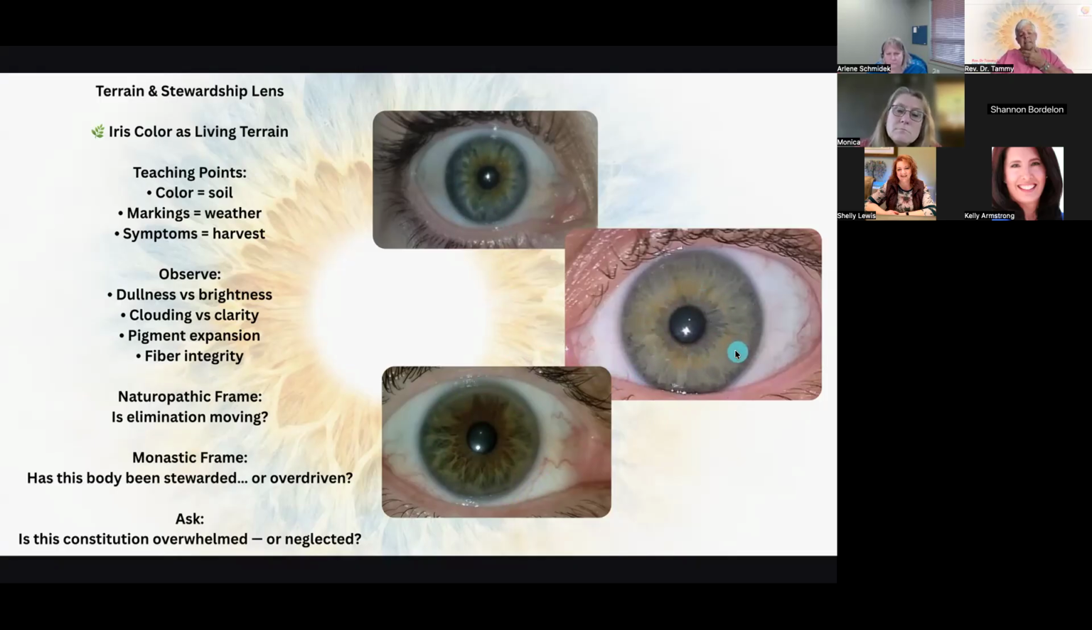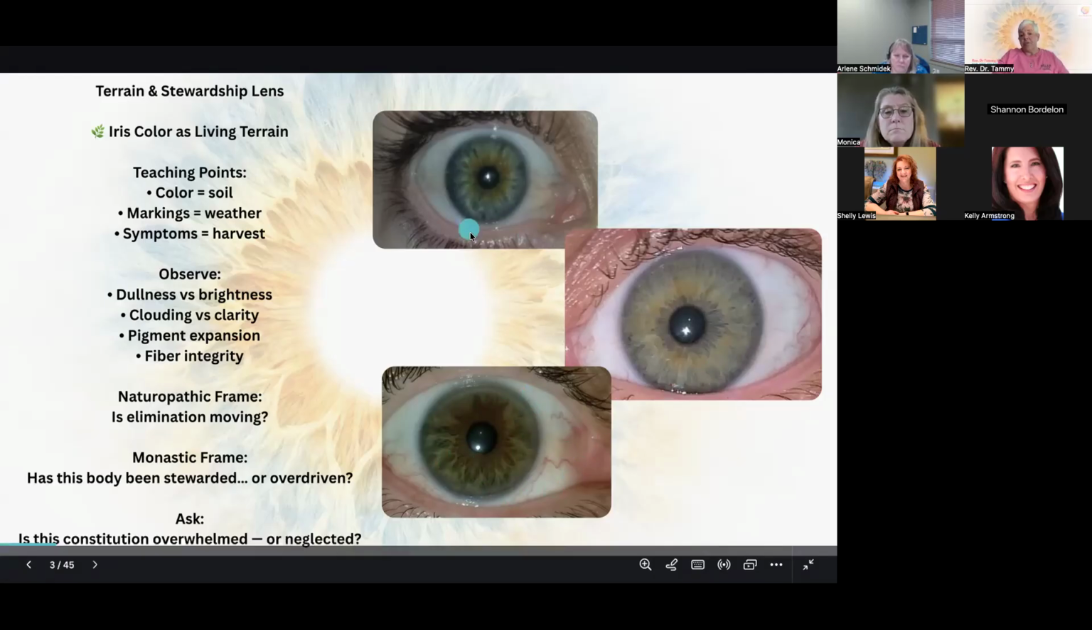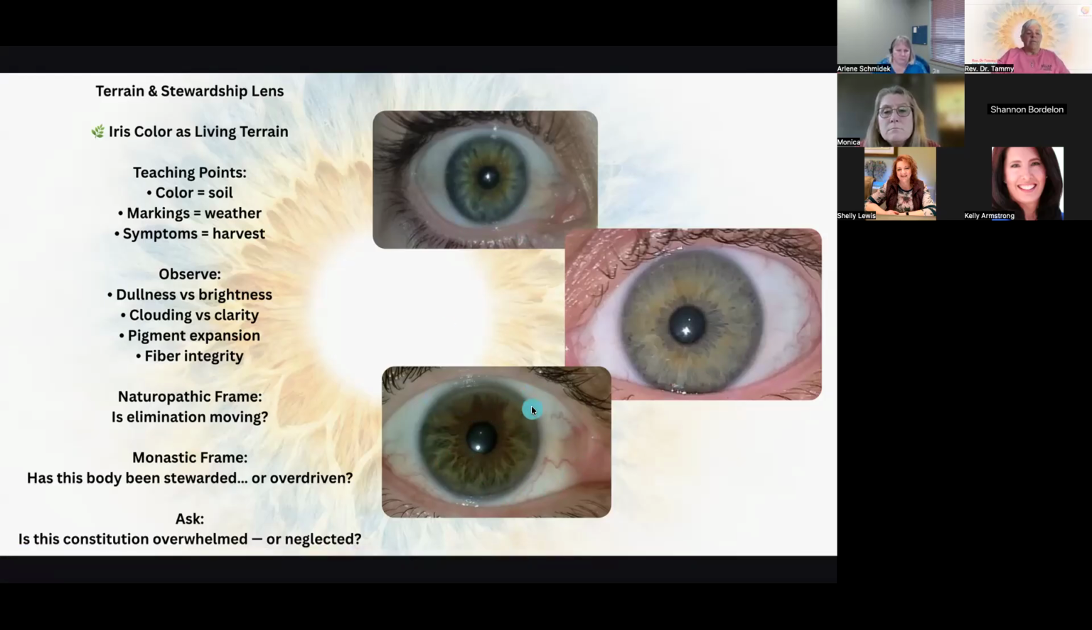So, constitutionally, you want to ask, has this body been stewarded or overdriven? This is an overdriven body, this one too. Is the constitution overwhelmed and neglected? I would say these two are more overwhelmed and neglected. This one just needs a little help.